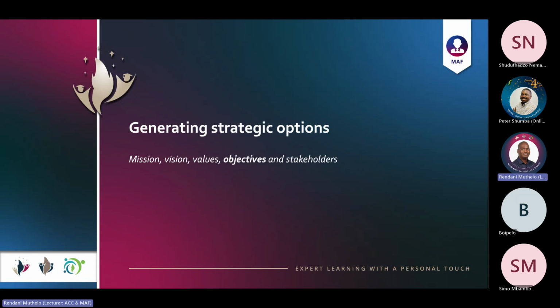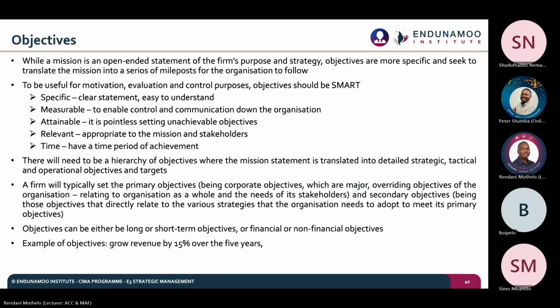So we are done with values. Now, let's talk objectives. So objectives, we've mentioned it briefly a little bit earlier. When we said that these objectives are more specific and seek to translate the mission into a series of mileposts or milestones for the organization to follow. Oh, so I've got my fundamental objective. And with strategic objectives, it's like milestones or mileposts to hit.